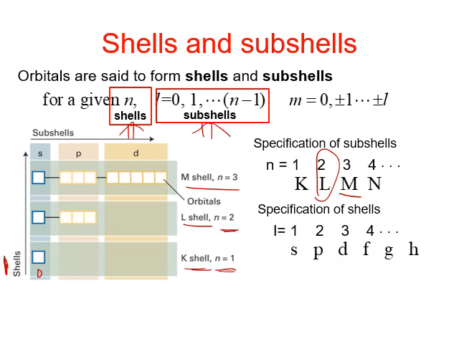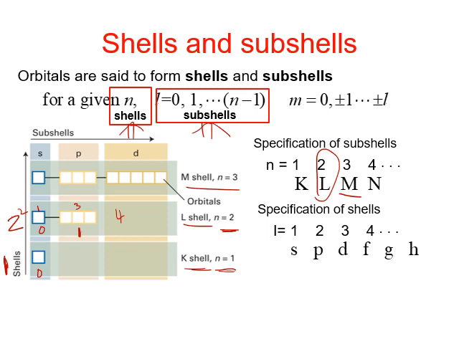When n equals 2, L can be 0 or 1. So we have two subshells. Now when L equals 1, M can be 0, positive 1, negative 1, so you have 3 orbitals. 3 plus 1, that's a total of 4 orbitals. 4 orbitals can be calculated by 2 to the second power.